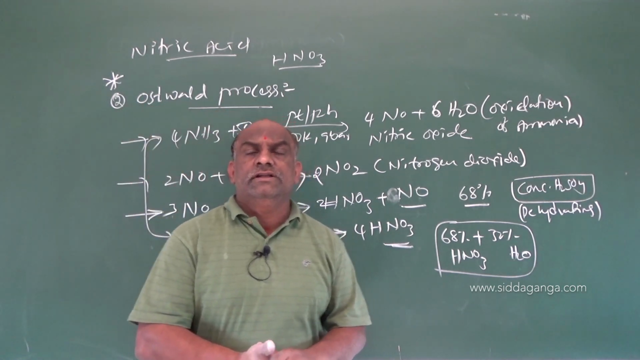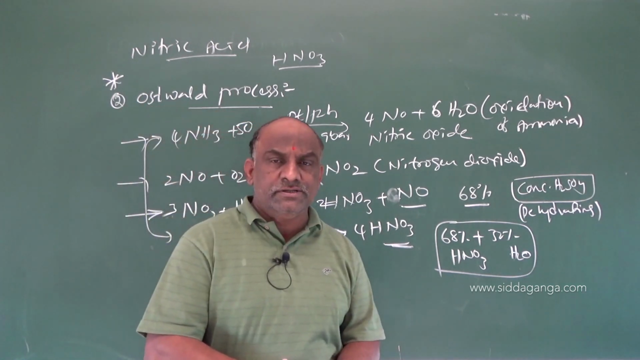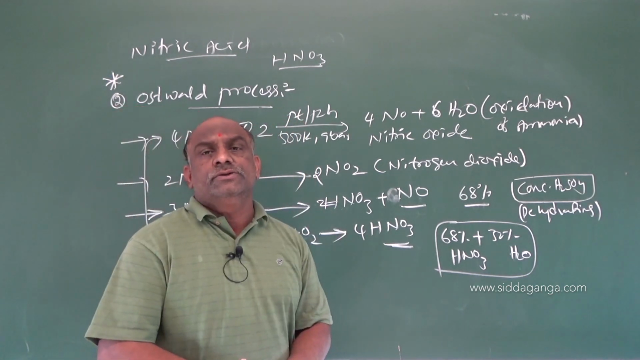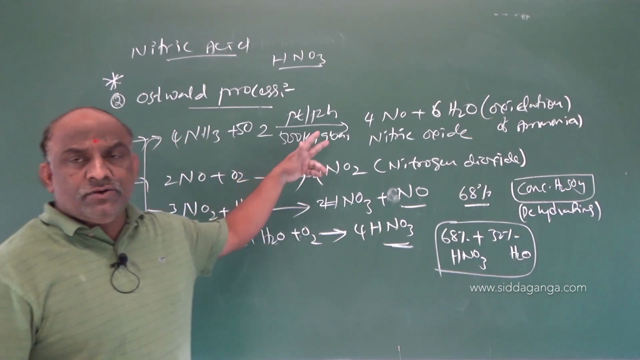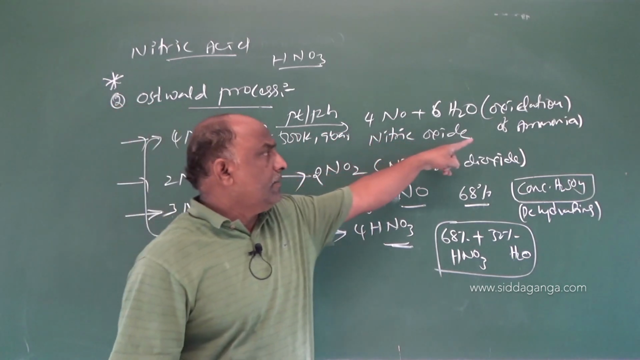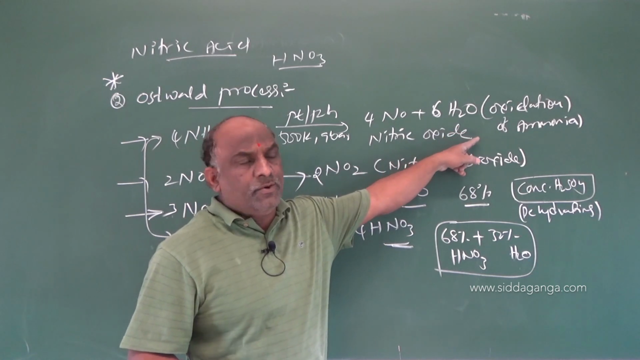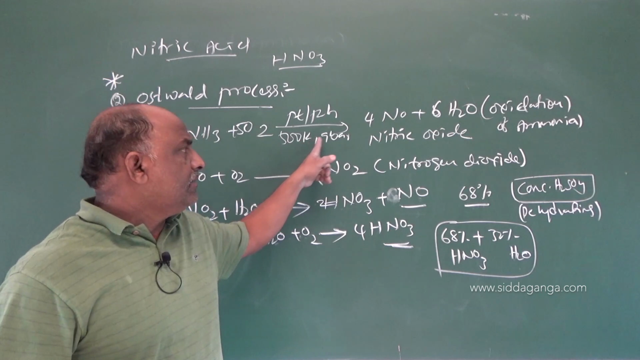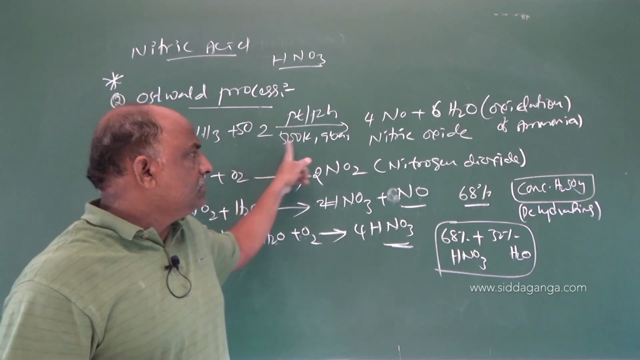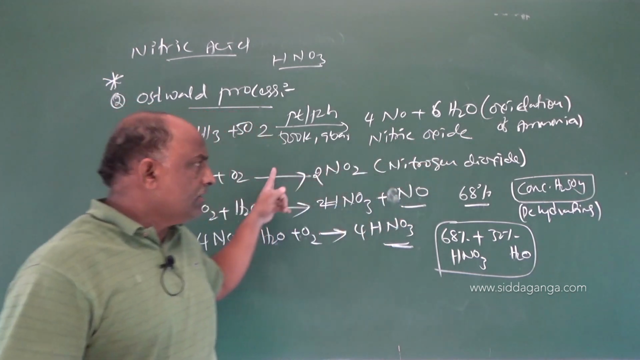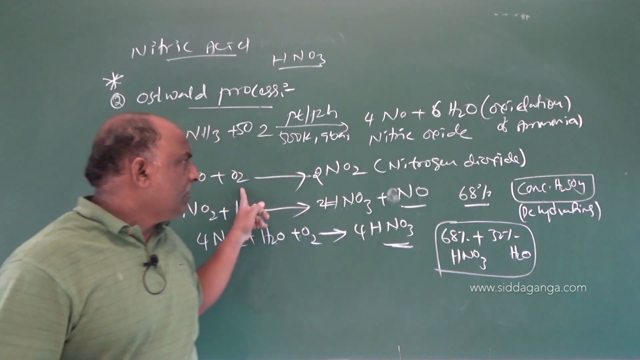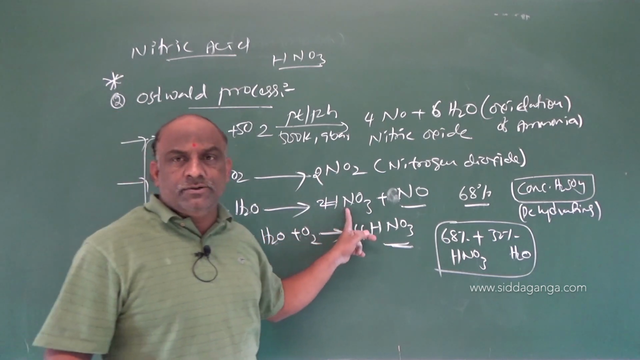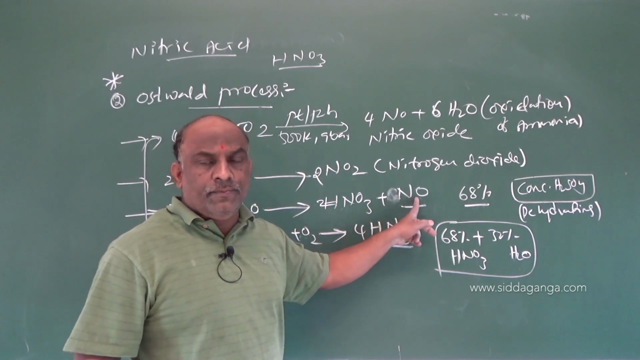Two methods are there: one is the laboratory method and the second is the Ostwald process. Ostwald is very important for the board examination. So revise these three reactions. You should write in your own words. Step 1, oxidation of ammonia. This reaction takes place in the presence of platinum-rhodium catalyst, 500 Kelvin temperature, 9 bar pressure. Ammonia is oxidized to nitric oxide. Nitric oxide is further oxidized to nitrogen dioxide. Nitrogen dioxide is dissolved in water to produce HNO3 along with NO.